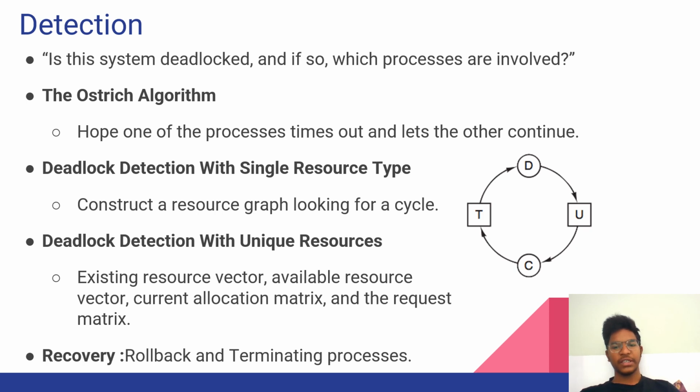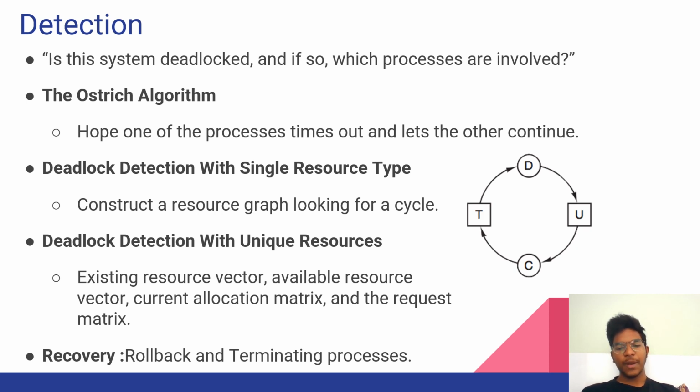Deadlock detection with a single resource type: construct a resource graph looking for the cycle. Deadlock detection with multiple resources: existing resource vector, available resource vector, current allocation matrix and request matrix.